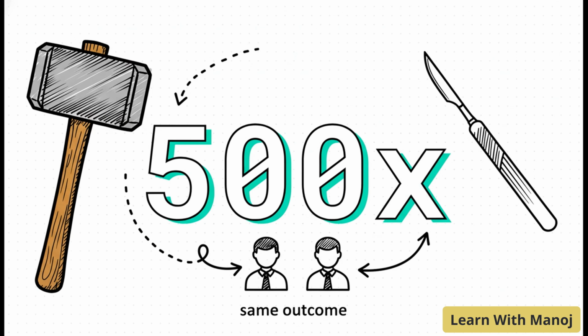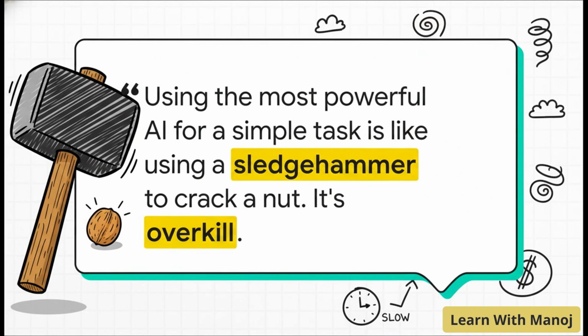Just think about that for a moment. This isn't some small optimization. We are talking about a 500 times cost difference. For any business, that's not just a line item on a budget. That's the difference between a project being possible or totally out of the question. That $4 million savings per month could fund an entire new department. And this just perfectly illustrates a core principle of building with AI today. Using the most powerful model for a simple task is exactly like using a sledgehammer to crack a nut. Yeah, it'll work, but it's wildly expensive, it's often slower, and it is complete and total overkill.